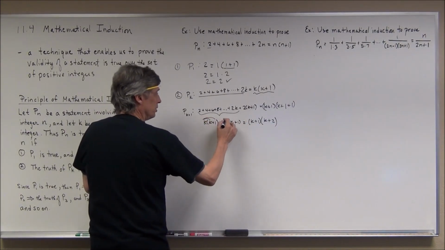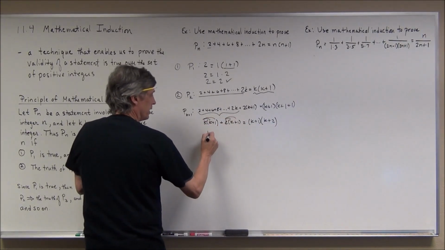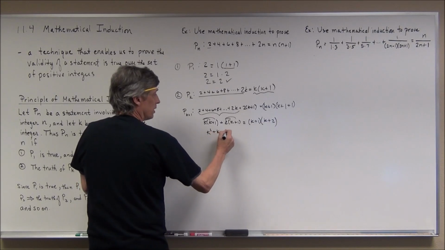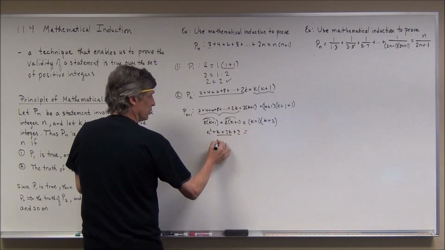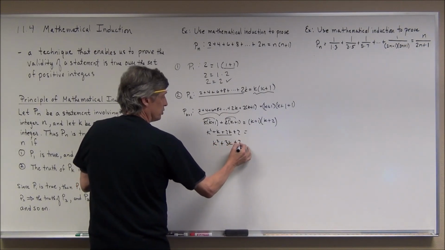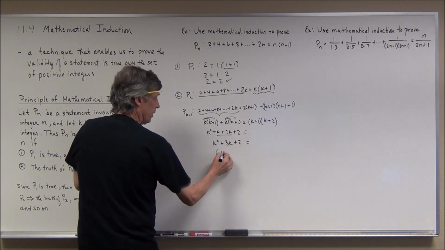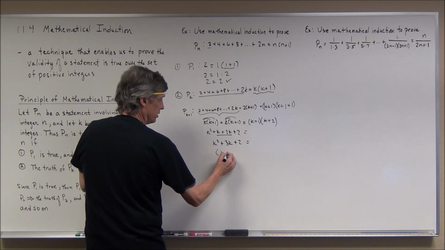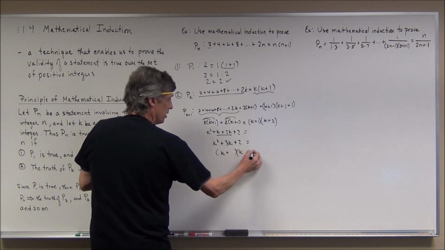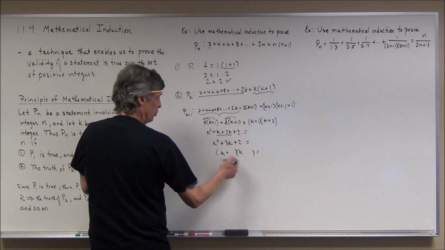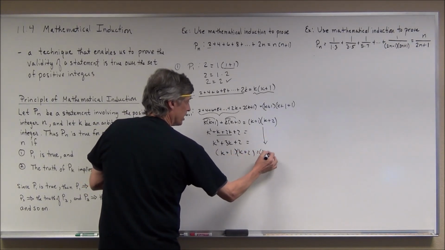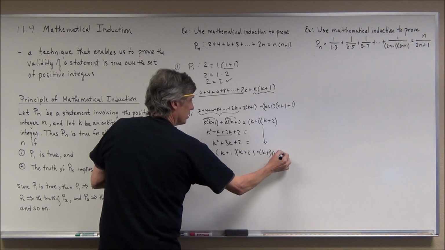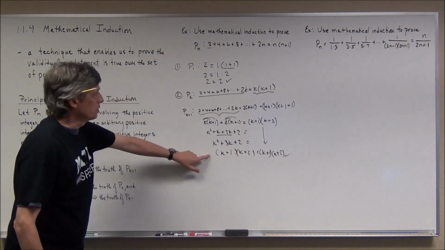I am going to distribute, simplify. I get k squared plus k plus 2k plus 2. Combining like terms, I have k squared plus 3k plus 2. And it looks like it's going to factor into a k and a k, a 2 and a 1, looks like k plus 1 times k plus 2. And son of a gun, look at that, just like I knew what I was doing. I have a true statement.